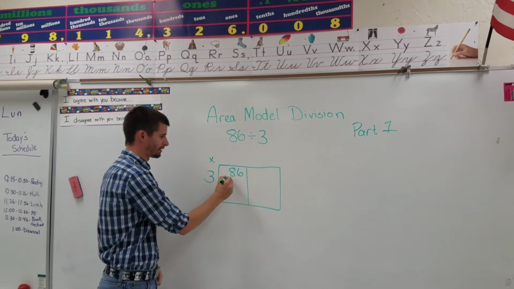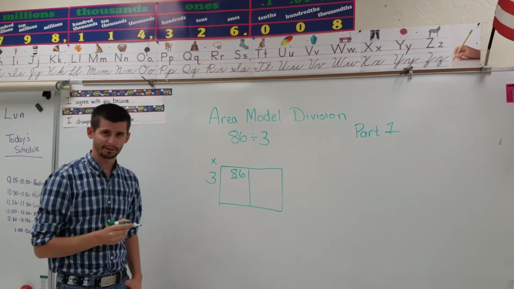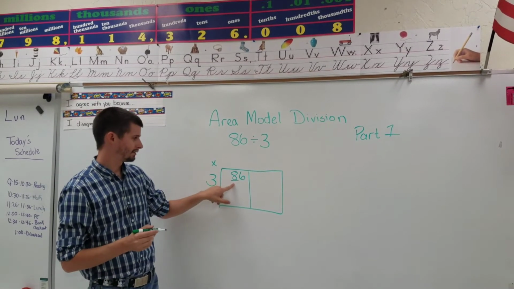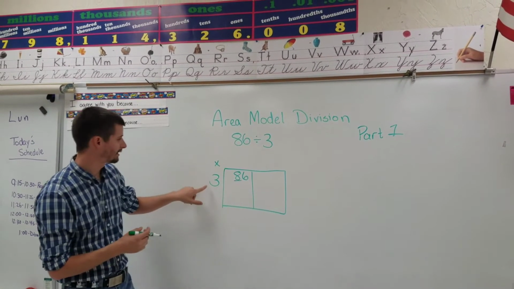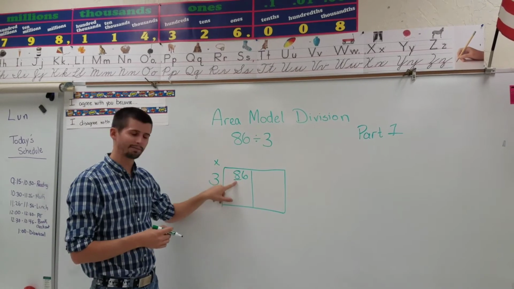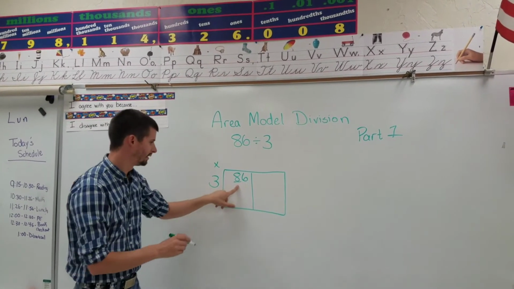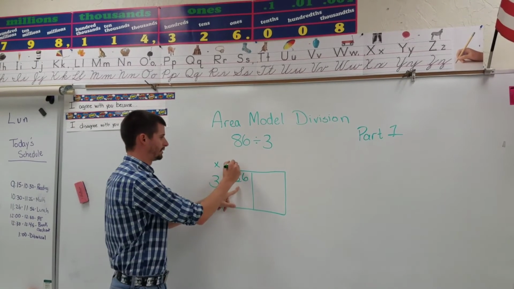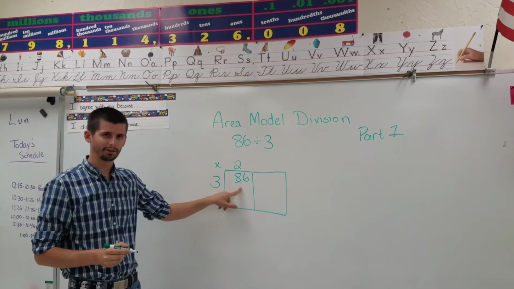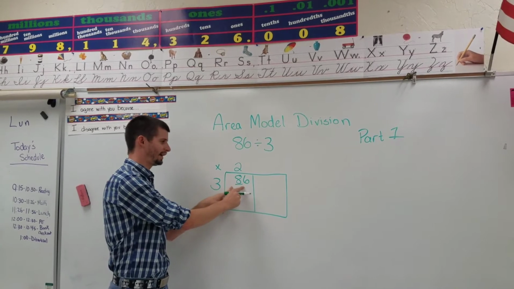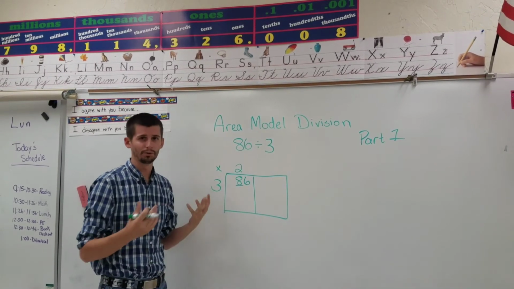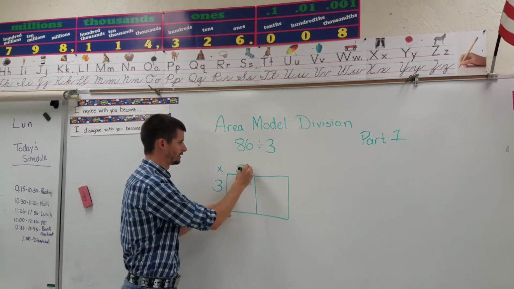So the first thing we want to look at is our first digit. It's an 8, but it's really 8 tens. So I'm thinking, 3 times what will give me 8? I want to get there exactly or as close to it as I can. I can't get to 8 exactly, but 2 will get me pretty close. Now, this is 8 tens, so really we're doing 2 tens, or 20.